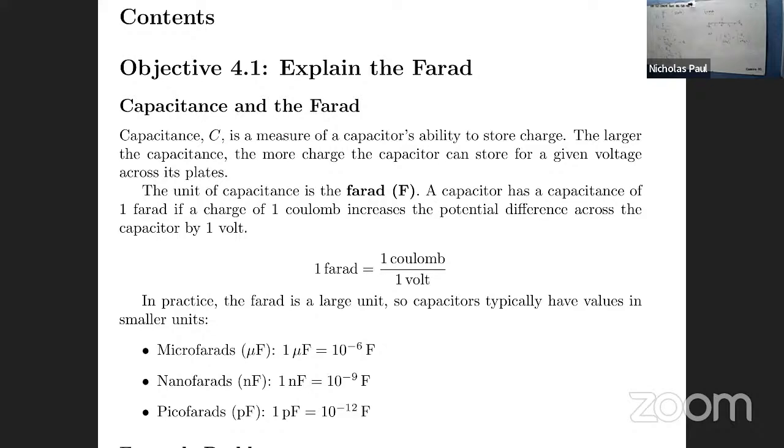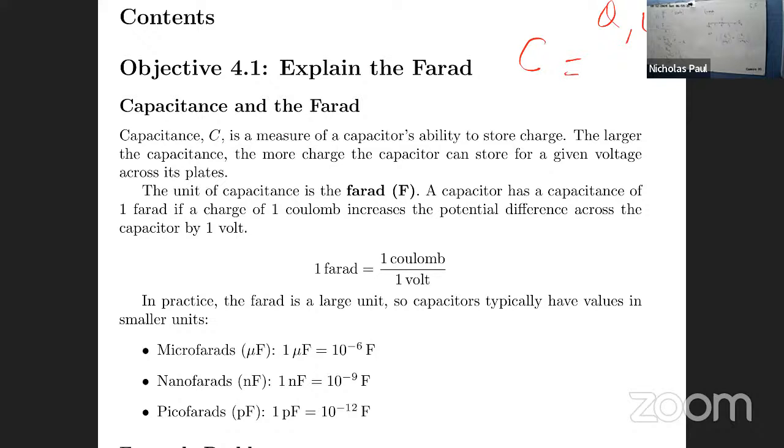I just do this so if you see any mistakes, you'll let me know. So the capacitance C is a measure of a capacitor's ability to store charge. What does a capacitor do? It stores charge. The larger the capacitor, the more charge it can store for a given voltage across the plates. So it appears that capacitance is dependent on 2 quantities. What are they? Charge and voltage.